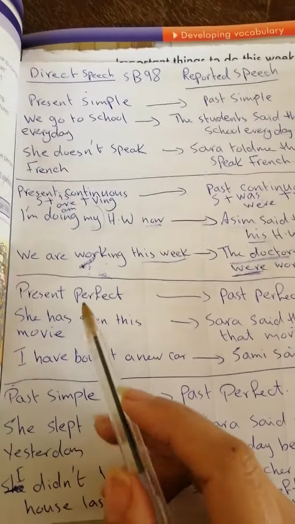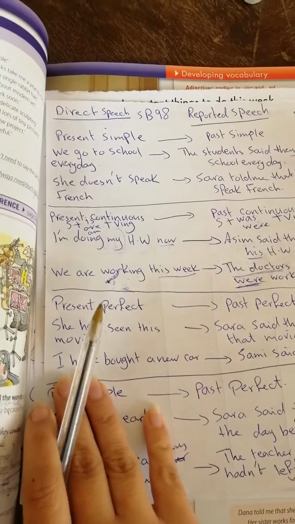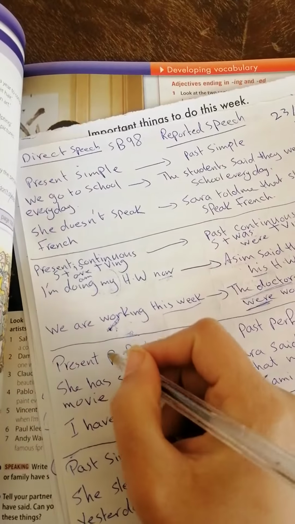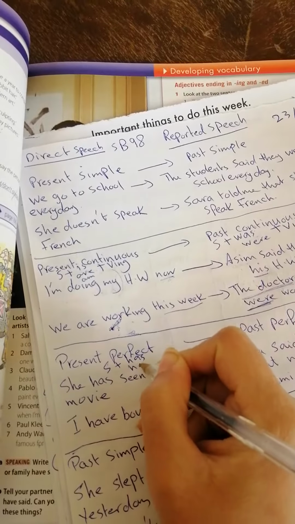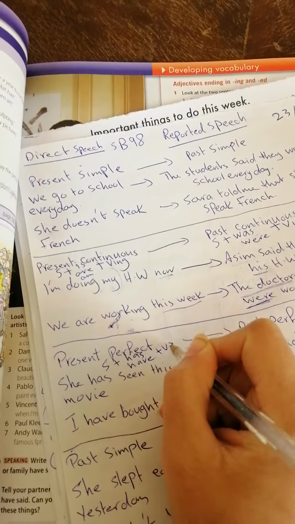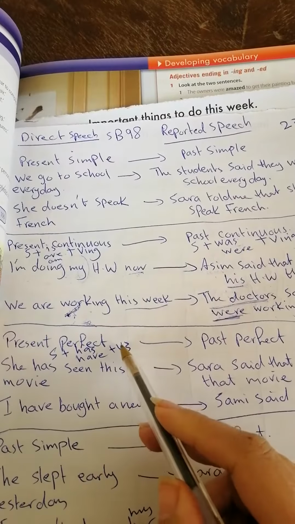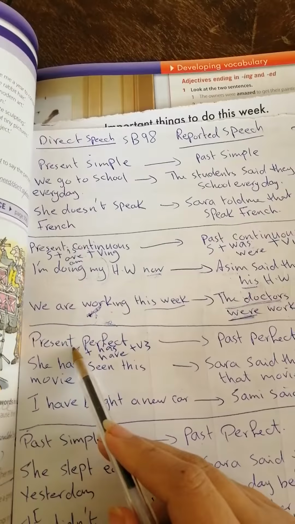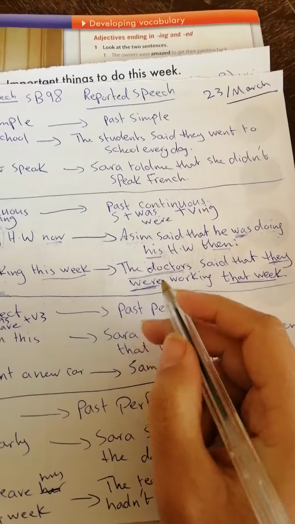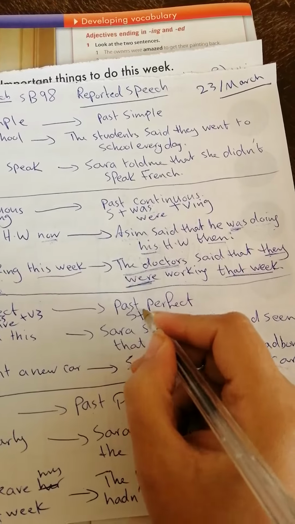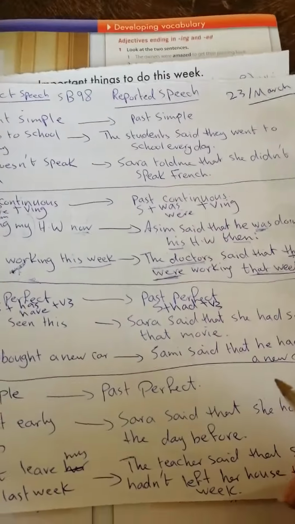Okay, now let's go to another tense, which is the present perfect. What is the rule of the present perfect? Subject plus has or have plus verb 3, the past participle. Eat, ate, eaten. This is verb 3, eaten. So the present perfect, we change it into past perfect. What is the rule of past perfect? Subject plus had plus verb 3, past participle.